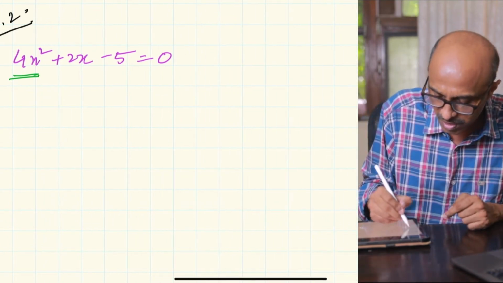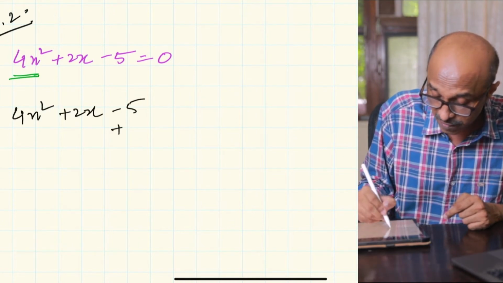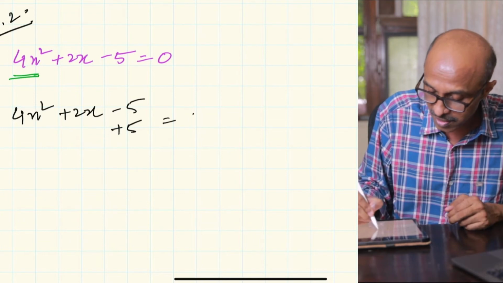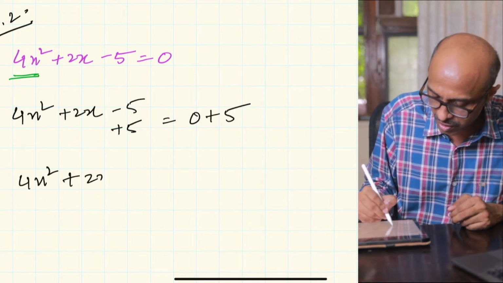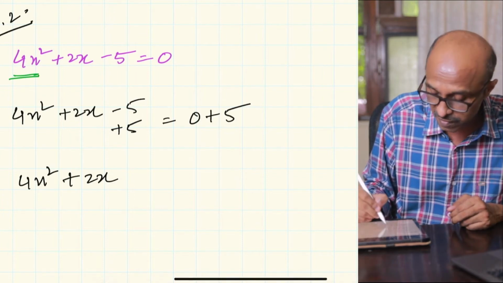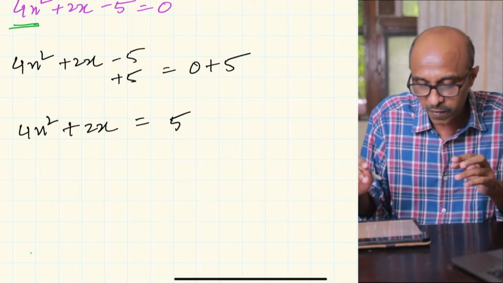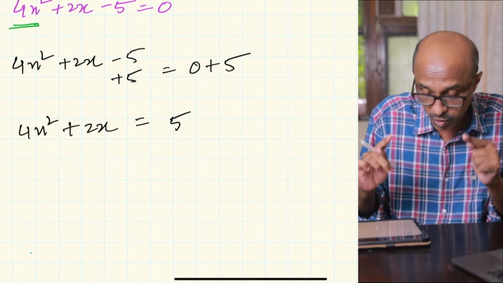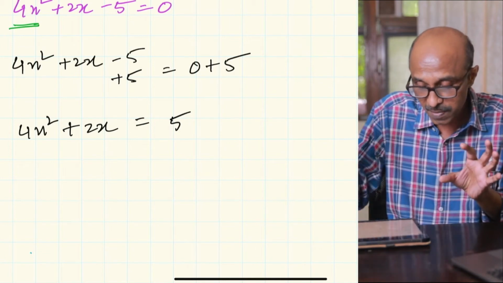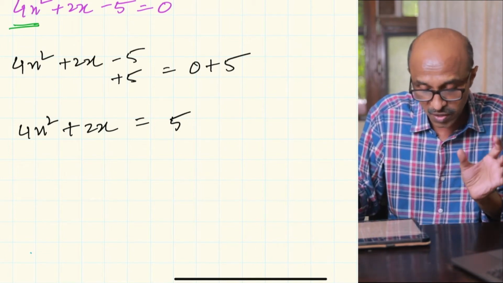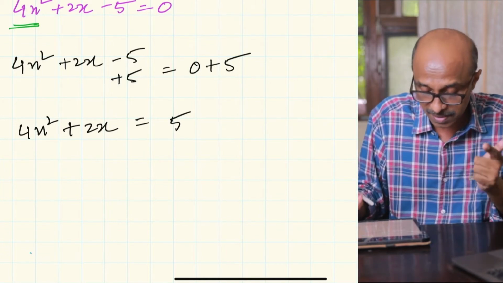So this equation becomes 4x squared plus 2x minus 5 plus 5, adding 5 on both sides, is equal to 0 plus 5. This gives us 4x squared plus 2x minus 5 plus 5 is 0. So on the right hand side, you've got 5. So the first thing to do whenever the coefficient of x squared is not equal to 1 is to isolate that c term, the constant term, and keep it on one side of the equation. On the left hand side, keep your first term and second term, which is the term with x squared and the term with x.